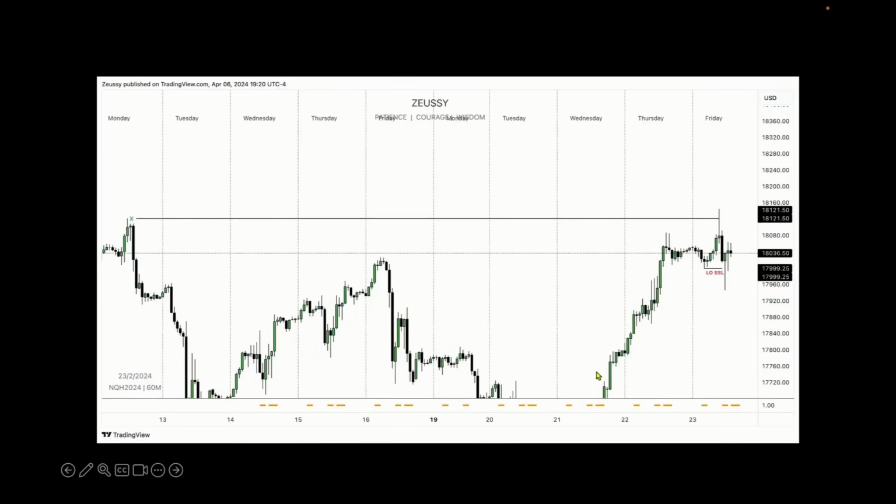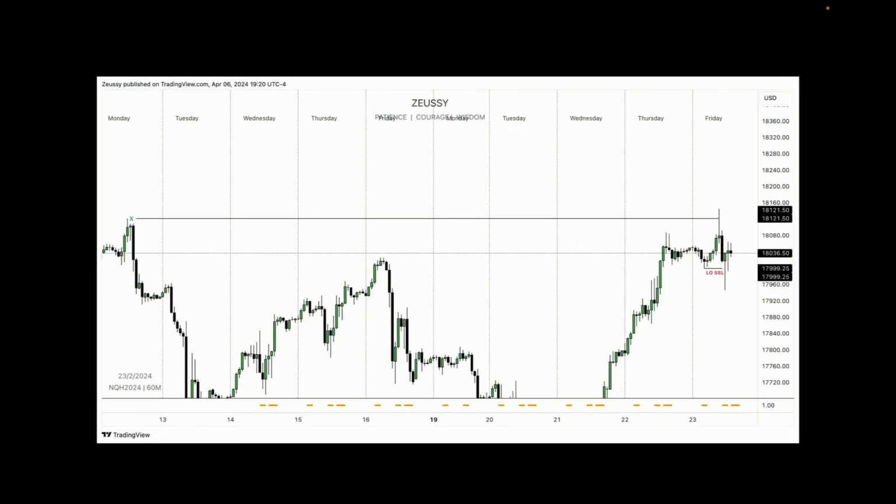Here we are on the hourly chart, and what we can see is that on Friday the market ran up higher until the morning session, and the market took out this high right here. This was the old all-time high for Nasdaq, and because we were bullish the whole week, I was anticipating the market to retrace into the weekly range.